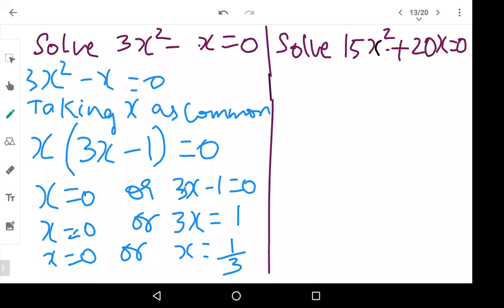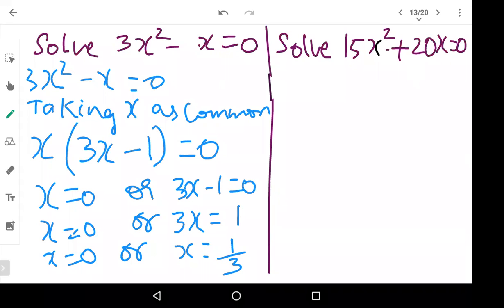Is this how you got it? Okay, Aishwarya is not able to hear my voice properly. Others, are you all able to hear me? Okay, Aishwarya, there might be some network issue from your side. Just log out and log in once again. Maybe that will work. Yeah, thank you. So this is how you got the answer: x is equal to 0 and x is equal to 1 by 3.